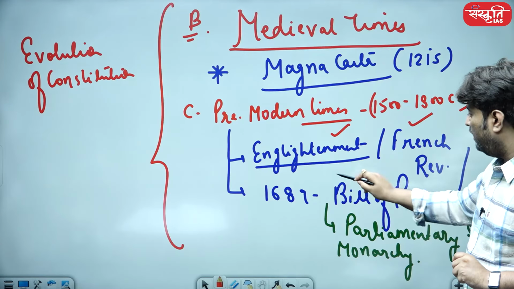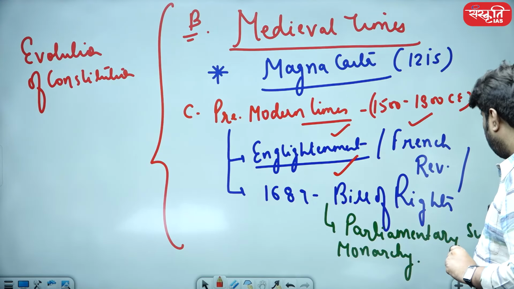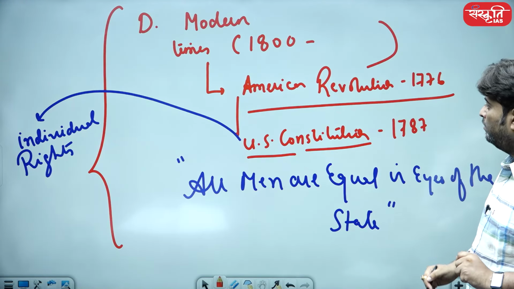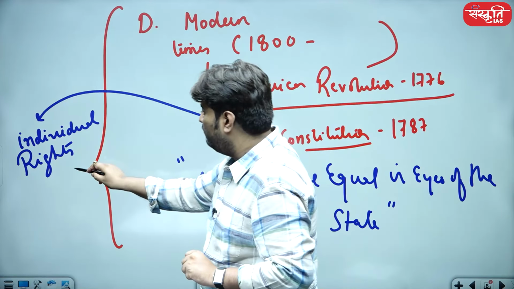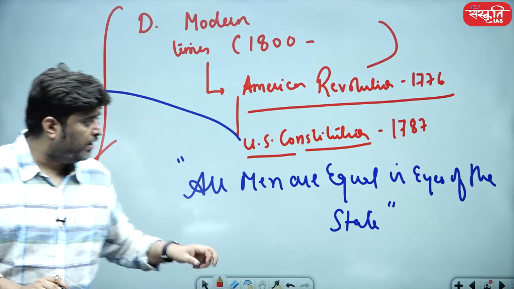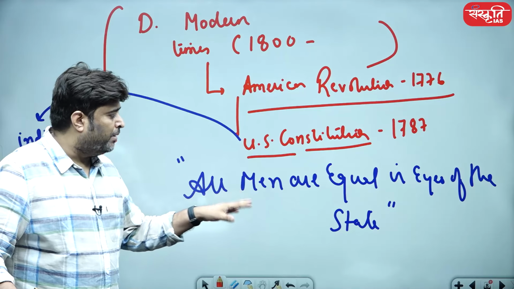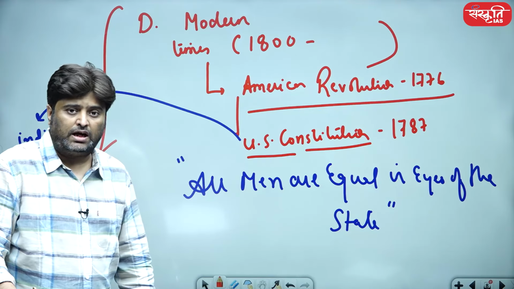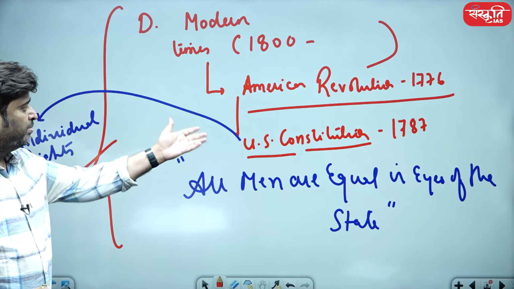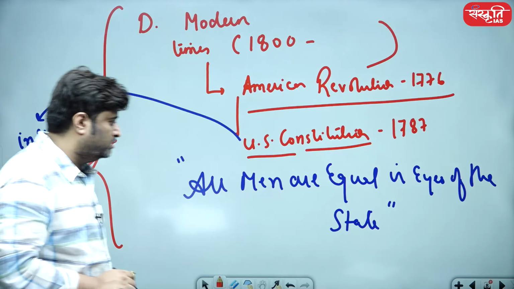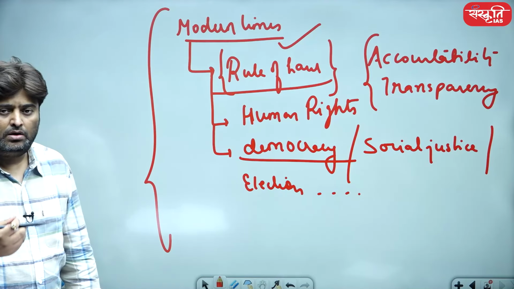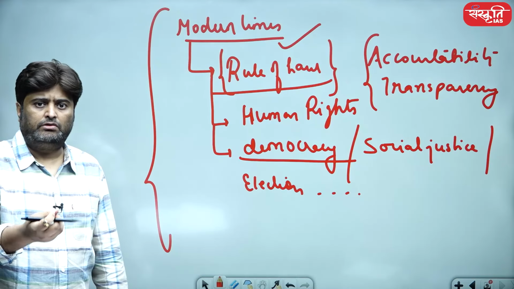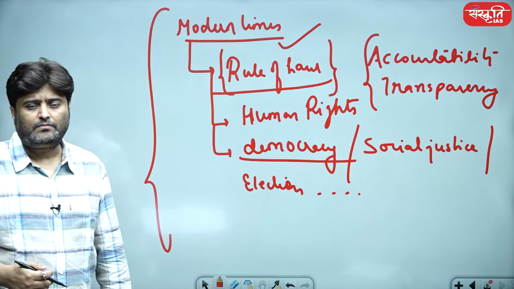French Revolution, English Bill of Rights, later on American Revolution, American Constitution, which put a premium focus on individual rights, and of course a very important statement, all men are equal in the eyes of the state. It's a very important line which has been abided by the principle of US Constitution. And that's how, student, Constitution got its nomenclature, Constitution got its idea.